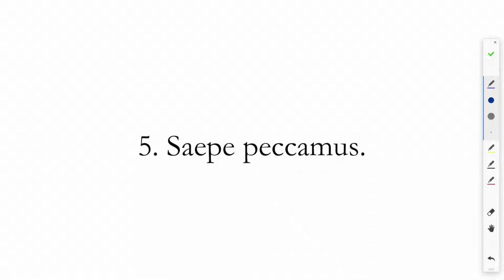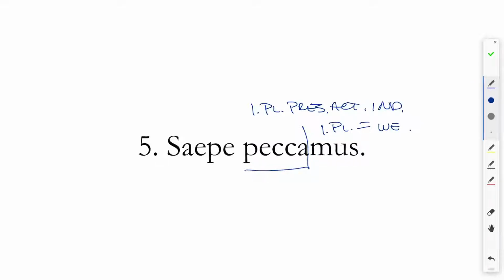5. Saepe peccamus. I hope that you're getting used to looking for the stem, the peccam, and the ending. First person plural here equals we. The whole analysis of this verb is first person plural, present, active, indicative. Often we err, we sin, we make mistakes, peccamus.